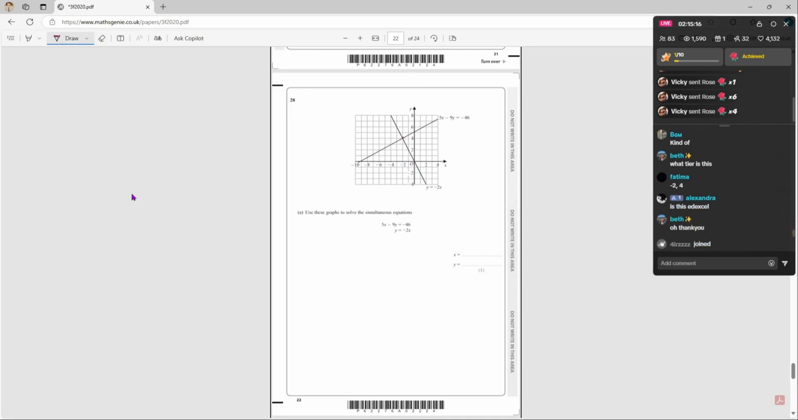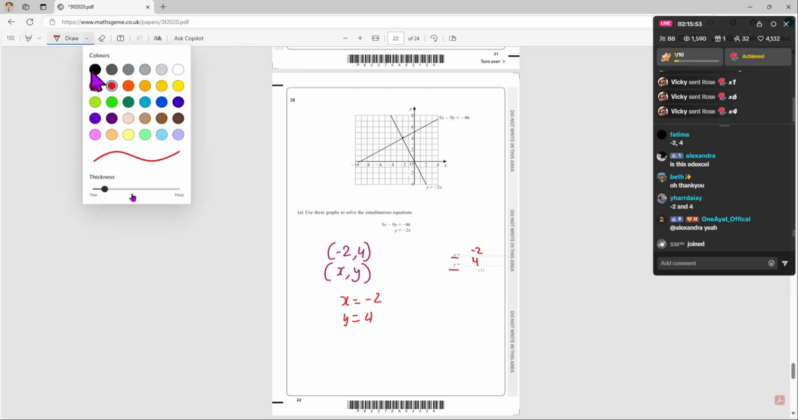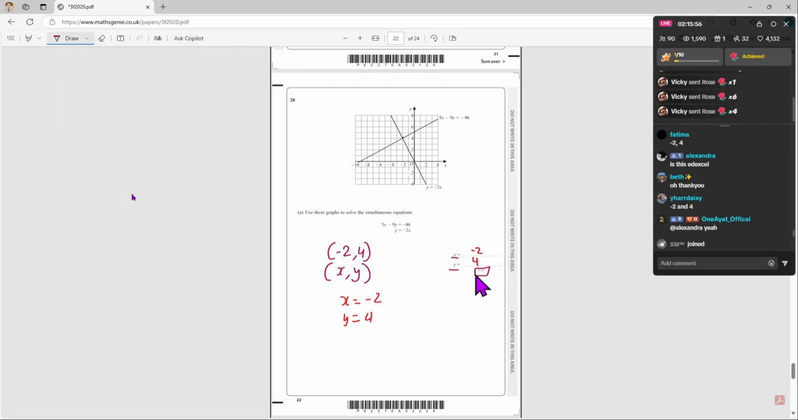We have to write down the coordinates. The coordinates are -2 and 4, because we go along the corridor, which is -2, up the y-axis, which is 4. We write coordinates as x and y like that. So our x value is going to be -2 and our y value is going to be 4. And that is going to be your answer. x is -2 and y is 4. And that is why graphical simultaneous equations are always like 1-mark questions.